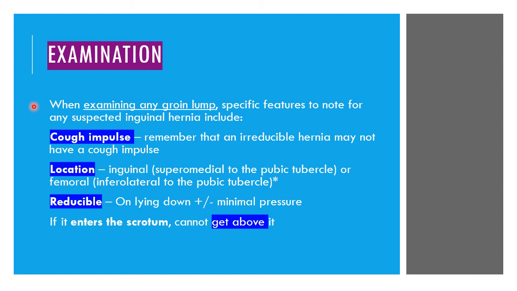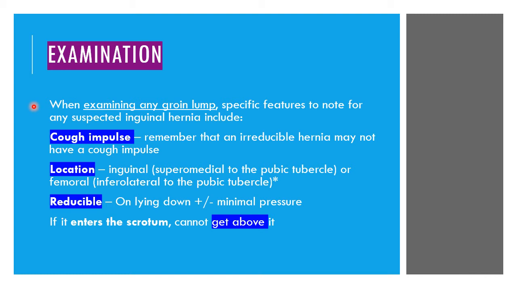Then the location of this groin lump is important. In the inguinal region, it is superior and medial to the pubic tubercle in the case of inguinal hernia, or inferior and lateral to the pubic tubercle in femoral hernia. So the location of this lump, the neck of this lump, will help to reveal whether it is an inguinal or femoral hernia.